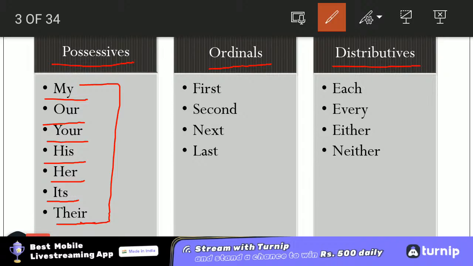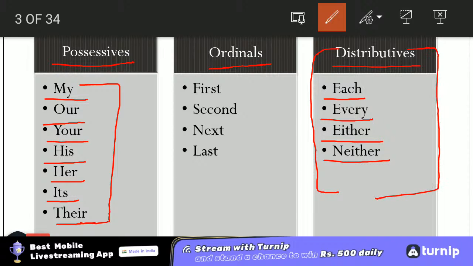Now next, distributive. Distributive is each, every, either, neither. These are the 4 distributive. Today we will be talking about where we can use these distributive. There are different categories. We will not be talking about all the categories in just one session. We'll have a different session so that you can clear your concept. I hope you have memorized these words. These all words are termed as determiners.